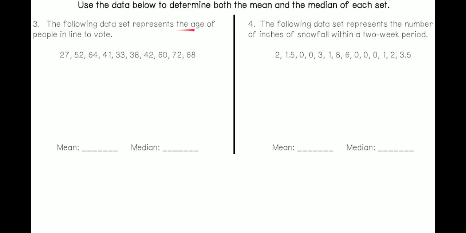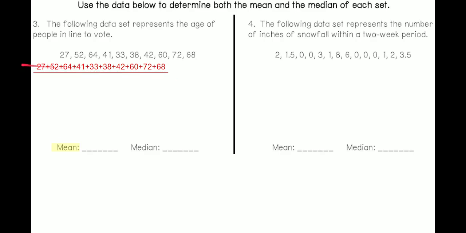The following data set represents the age of people in line to vote. So we've got a 27-year-old in line to vote, a 52-year-old, we've got a 72-year-old, a 68-year-old. Anyways, let's find the mean or the average age of the people who are voting. So to do that, we add up all the numbers, 27 plus 52 plus 64 plus 41 plus 33 plus 38 plus 42 plus 60 plus 72 plus 68.